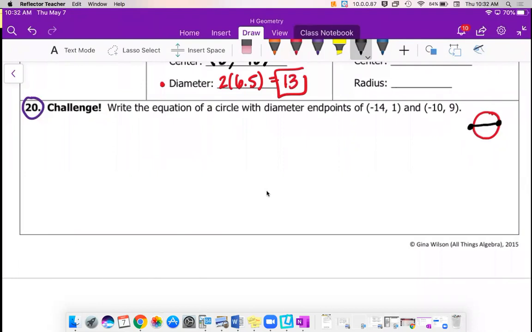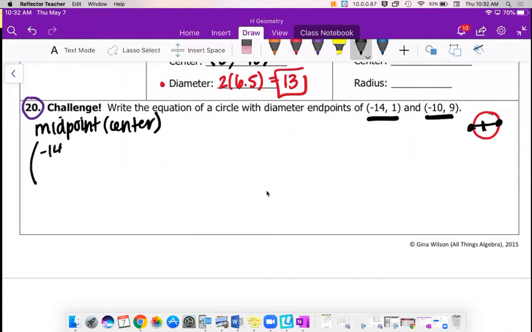So what I see is if I know that these 2 points are the edge of the circle over here, then the center has to be perfectly in the middle of those 2 points, right? So what we can do to find the center is just use the midpoint formula. So the midpoint is going to find the center of our circle. So let's see if we remember midpoint. Midpoint is you add the 2 x values.